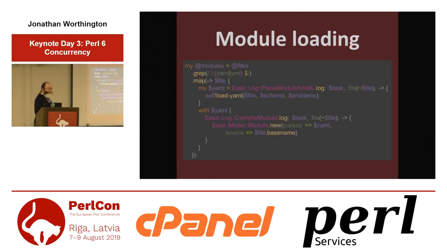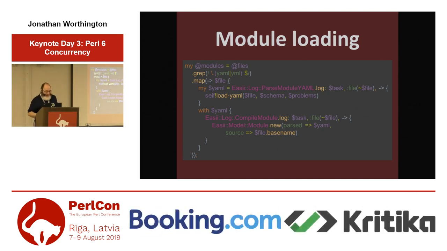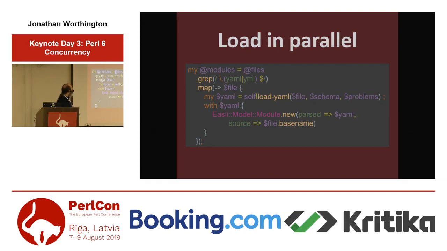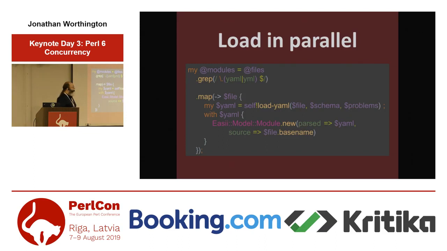So, okay, here's the code that loads the modules. We take them, we grep out from the directory all the YAML files. We then map them. Now this easy log thing here is actually from log timeline. Let's just get rid of it so we can see this code a little bit better. So here we have the loading. Can we make it parallel? Okay. Well, we want to just do the grepping out of those. That's really cheap. We don't need to distribute that. But remember hyper or race? Yeah? There we are. Just stick that in.